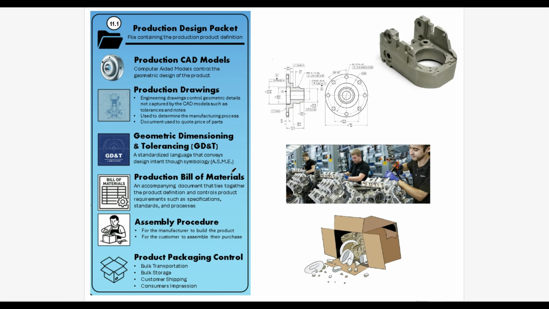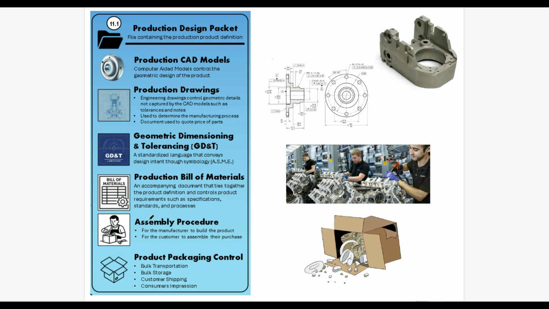Now, bill of material. What does the bill of material do in a production design packet? The bill of material lays down specifications, standards, and processes that they need to follow. So even though you have a perfect design, if each individual bolt isn't tightened properly or using the proper lubrication is not done, it becomes a bad product and it can fail. So you don't want to leave those things up to ambiguity, and you want to fully define them, and you do that in your production bill of materials.